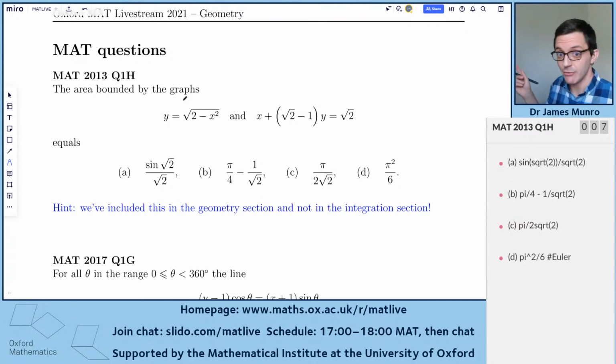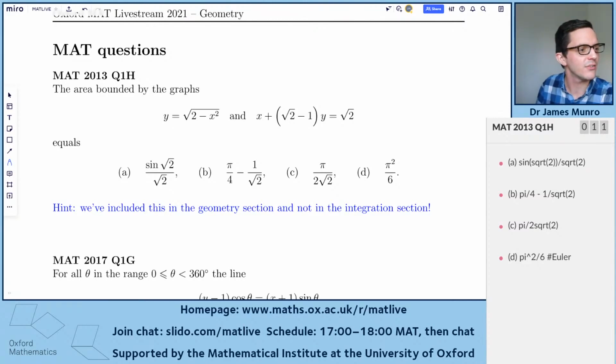Anyway, here's a MAT question on the screen. It's MAT 2013, question 1H. The question is, the area bounded by the graphs y equals square root of 2 minus x squared and x plus root 2 minus 1 y equals root 2. So that's two crazy graphs. And that equals, which of these is that? Is it sine root 2 over root 2? Is it pi over 4 minus 1 over square root 2? Is it pi over 2 root 2? Or is it pi squared over 6?